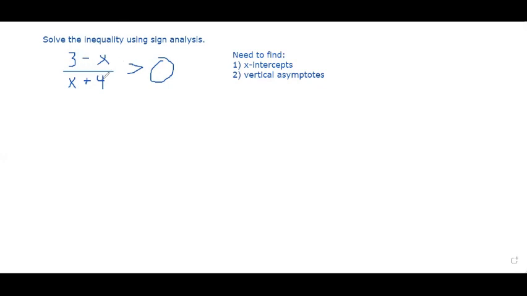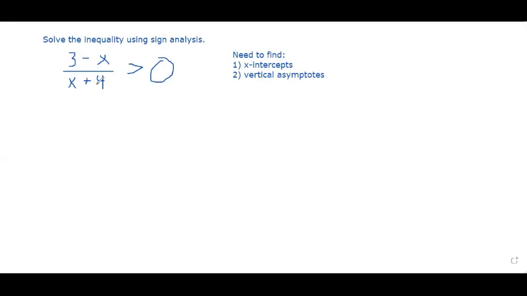Now, with a problem like this, we may have to set the inequality so that we have just 0 on one side. But it looks like here we already have 0 on the right side, so we don't have to worry about that particular step. We just need to determine what the x-intercepts are and what the vertical asymptotes are.